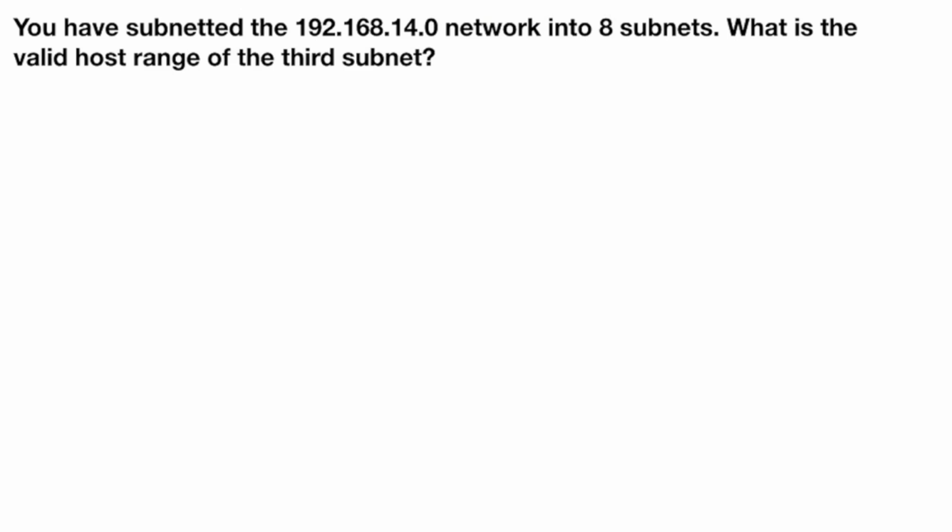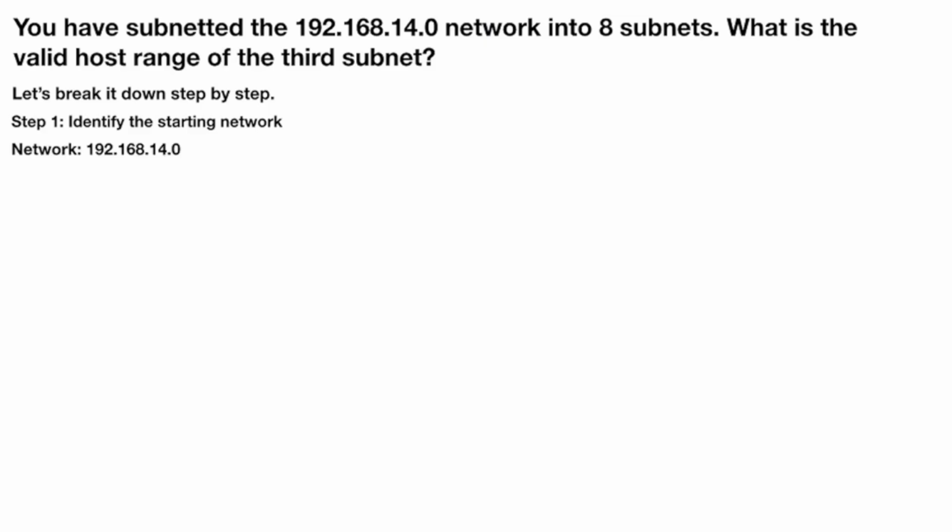Alright, so now let's start with the first step. We're going to break it down step by step. Step 1, identify the starting network. To identify the subnet network, we just need to start with the network address that is in the question, which is 192.168.14.0.